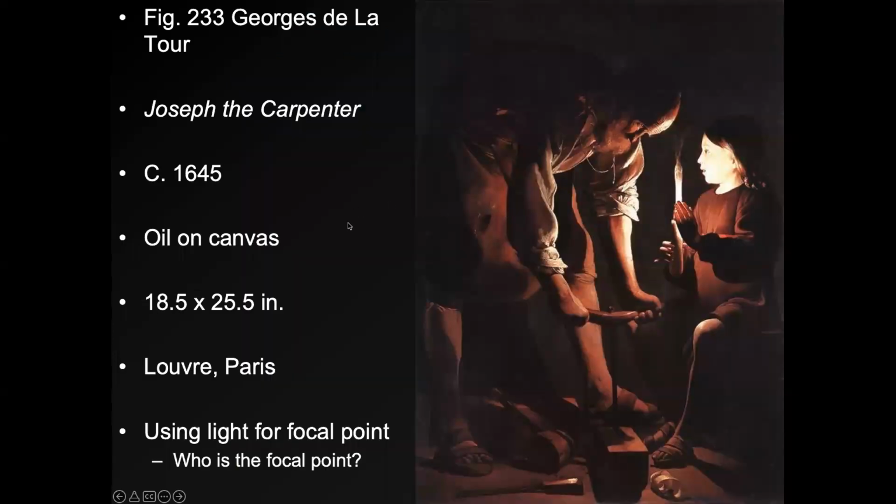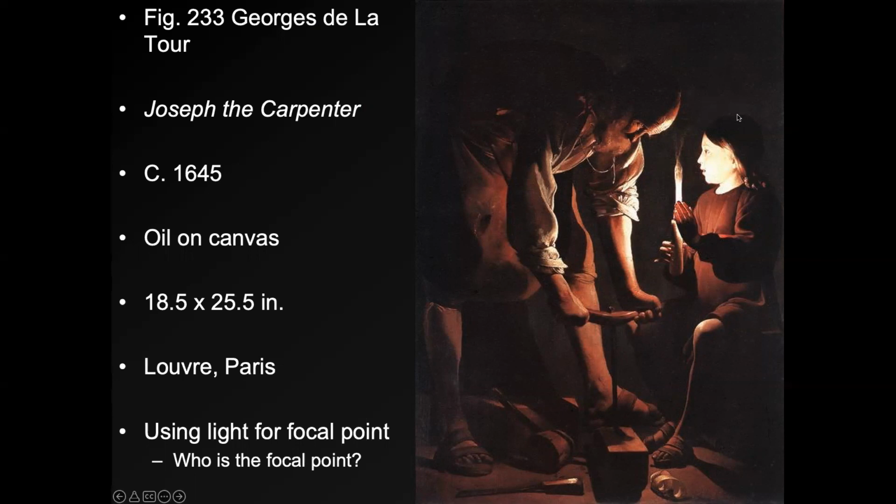So in this one, Georges de la Tour, I think it's pretty obvious what you're looking at first. You're looking right at this bright light right here. And it shows Joseph the carpenter. So if you're thinking this is Joseph the carpenter, that's Jesus's dad. So this would be a young Jesus right here. So it puts you right in the scene.